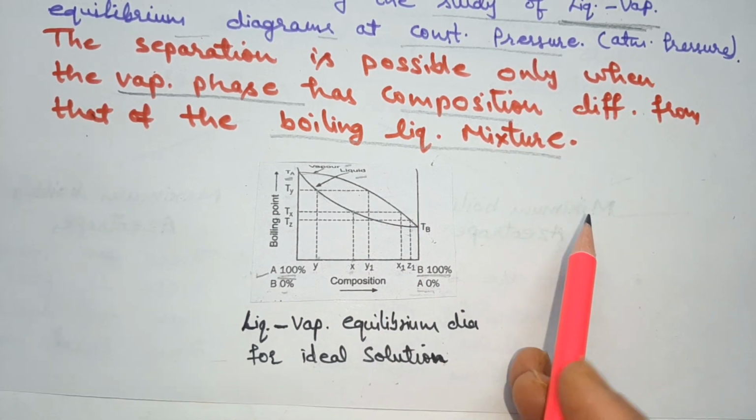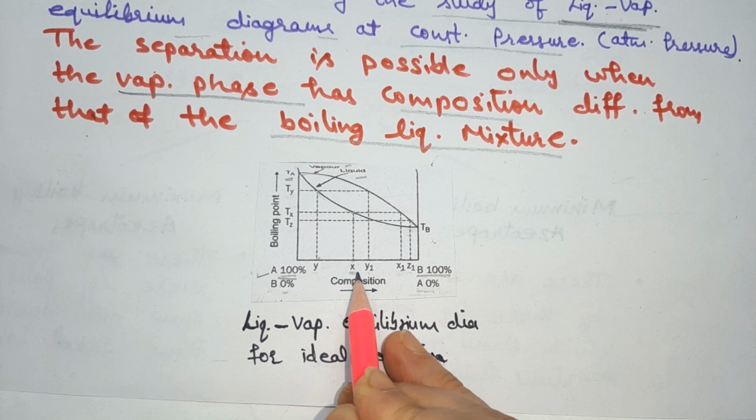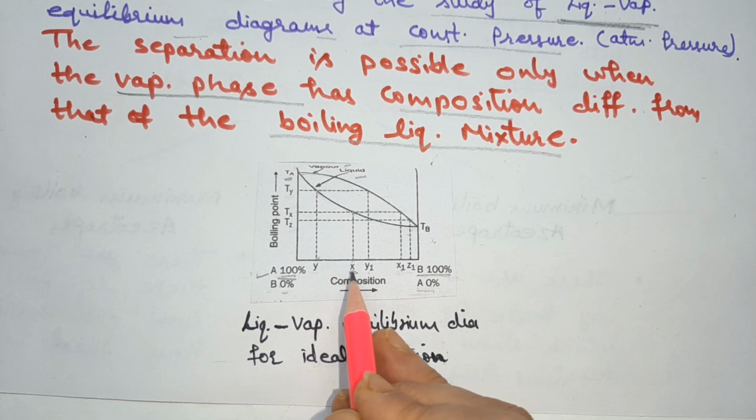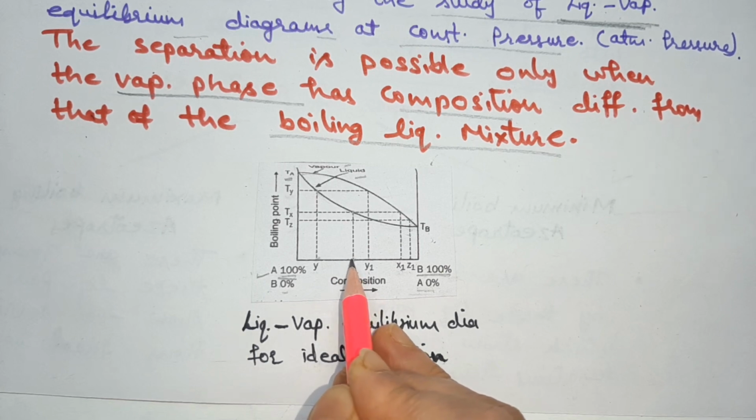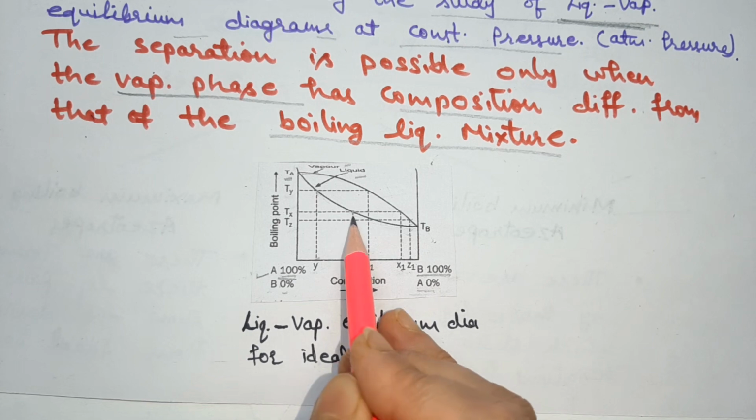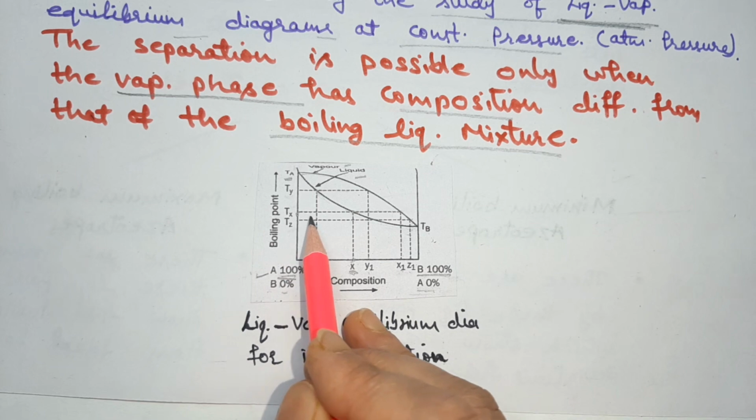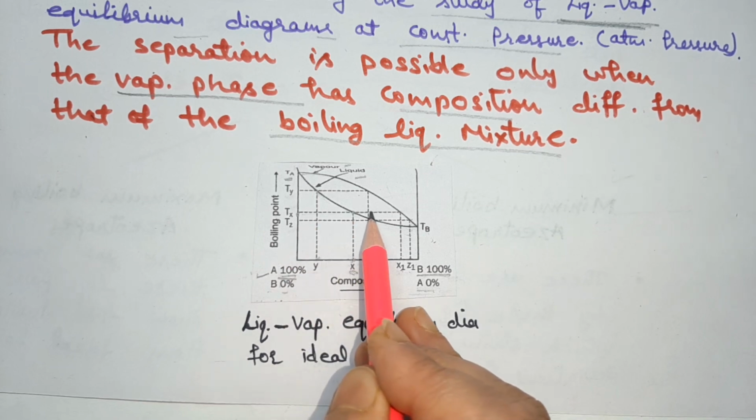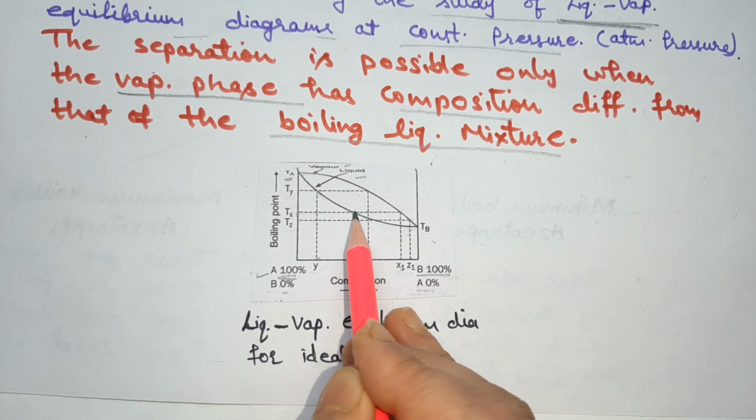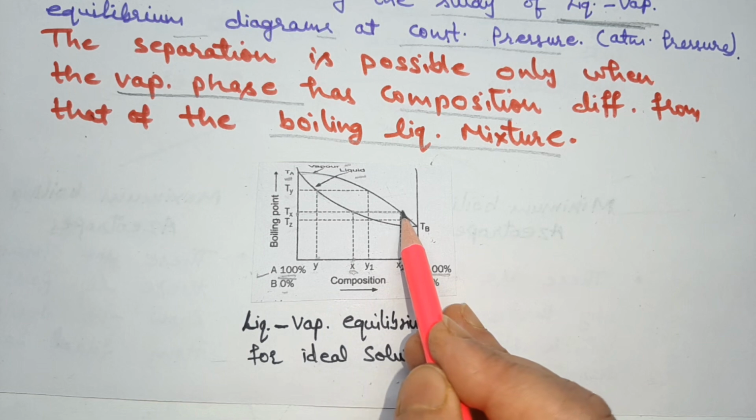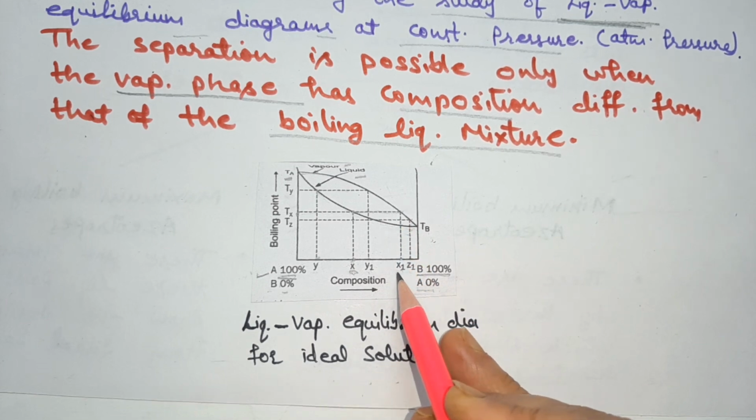Now suppose a solution of composition X is heated. If we mark the composition X here, suppose here is the solution with composition X and this is heated. If we have chosen this composition, at what temperature will this solution boil? It will boil at temperature Tx. At this temperature the vapors come off, so with respect to this, what will be the composition of the vapor? That is, if we touch this line here, the composition will be x1.